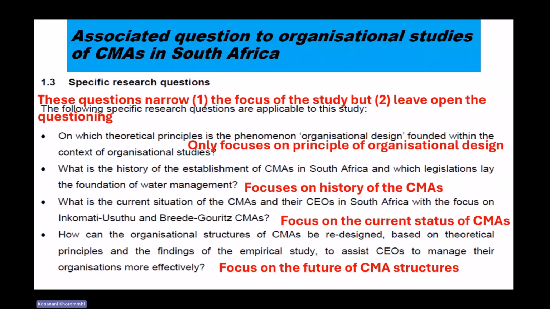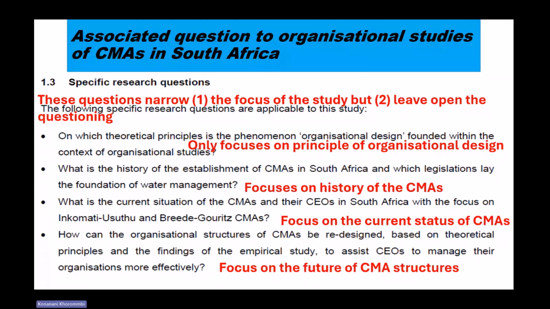But number 3, what is the current situation of the CMAs and their CEOs in South Africa, with the focus on the Nkomati, Usuthu, and Breede-Gouritz CMAs? Now here, this one tells us we mustn't go to the history. Let's focus on the current. In other words, we expect that somewhere in the literature review, either in chapter 2 or chapter 3, there should be something that has to do with the present status of the establishment of catchment management agencies, as well as their organizational design. So we've got the current, we've got the history, and we also have the principles of organizational design.